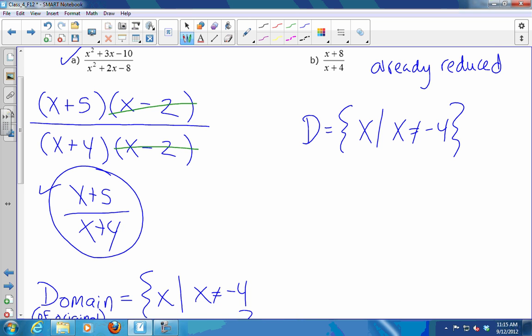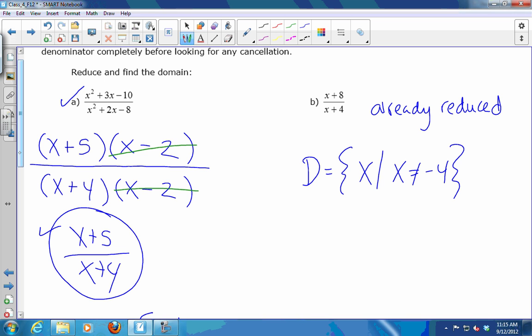Because they asked me about this expression. They said reduce it and find its domain. So the domain of this expression, because once I factor it, I can't plug in a -4 or a 2. Either one would make the denominator 0.